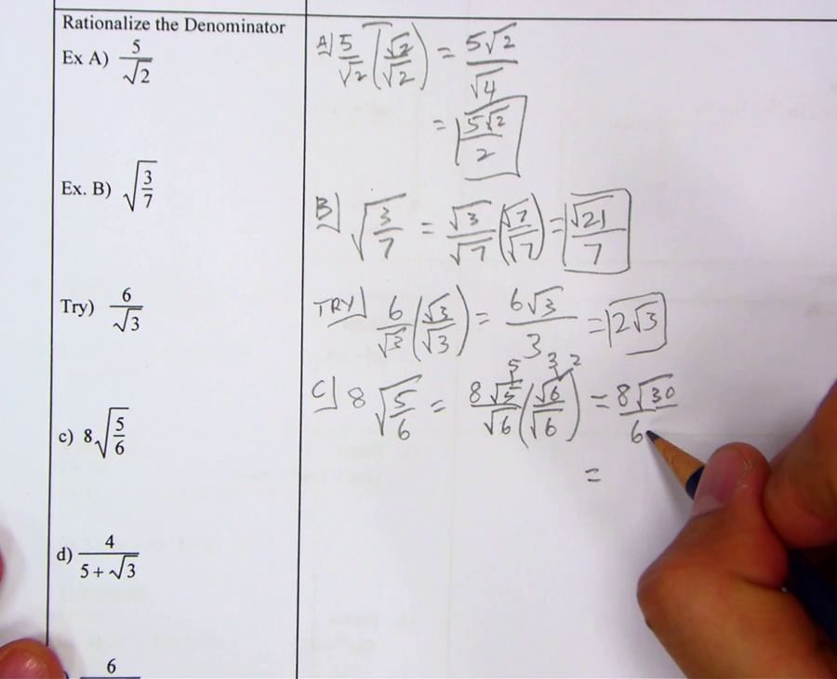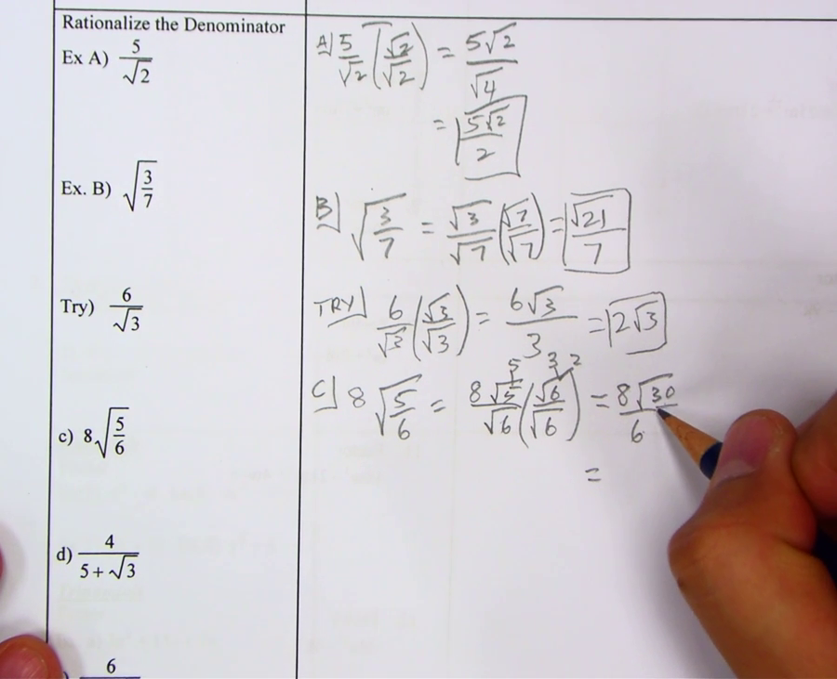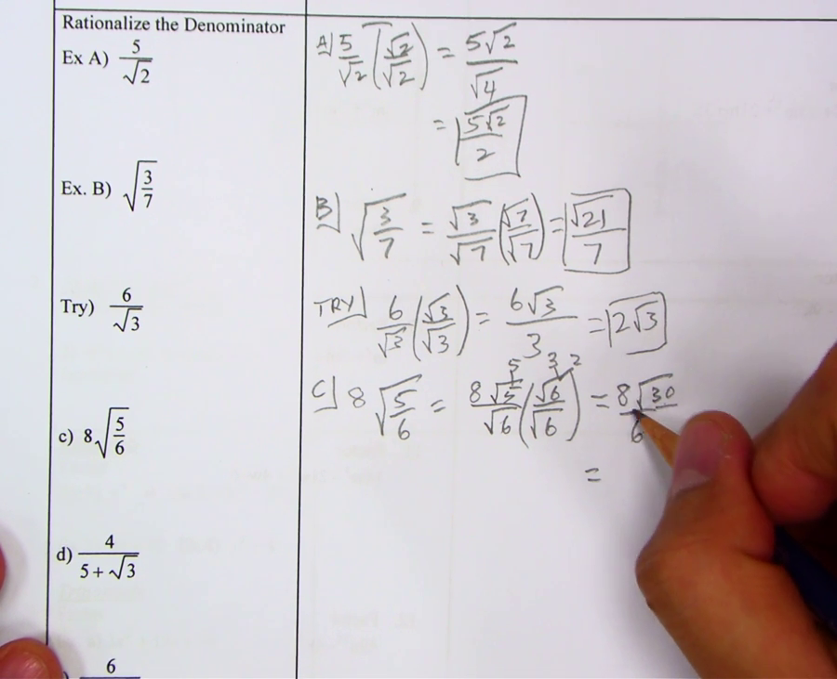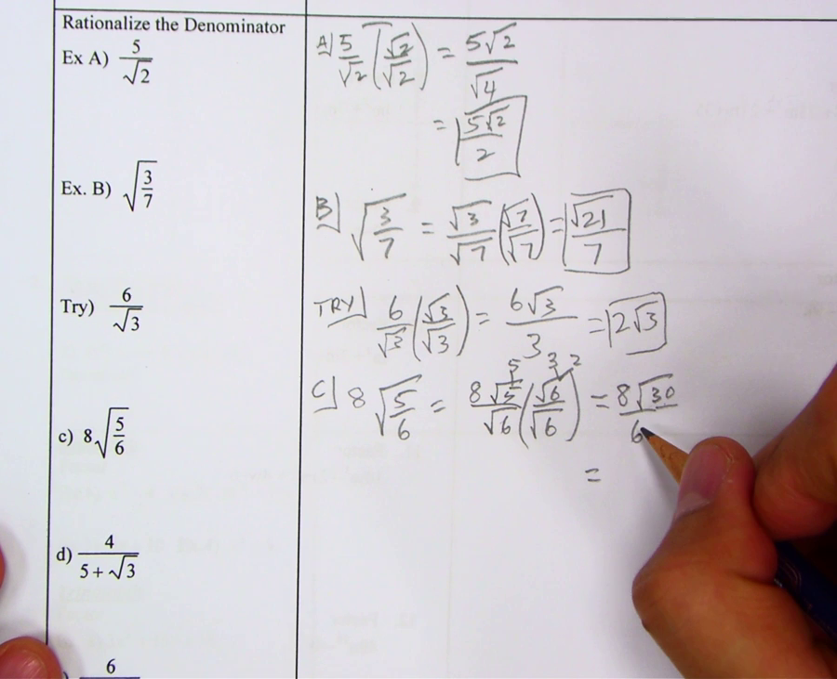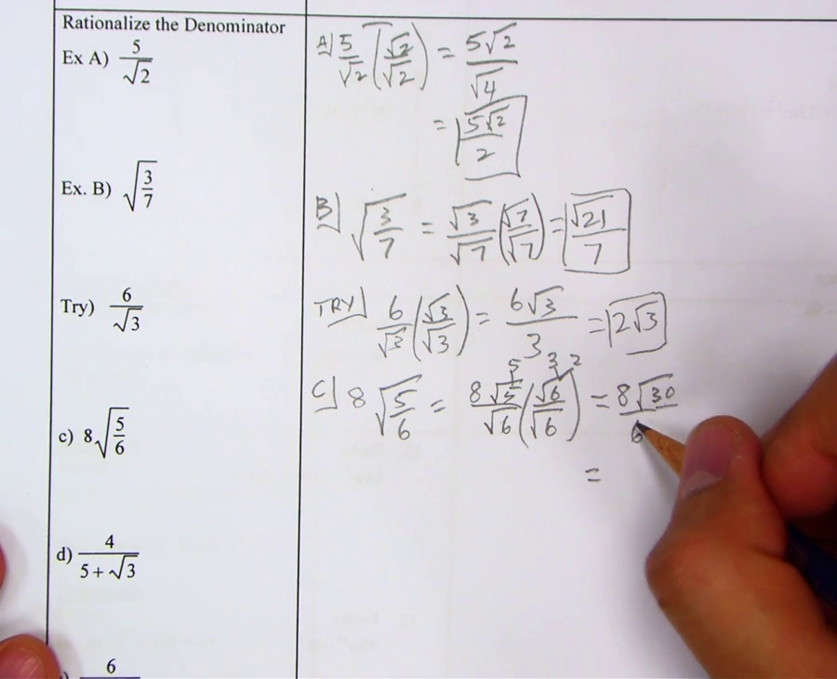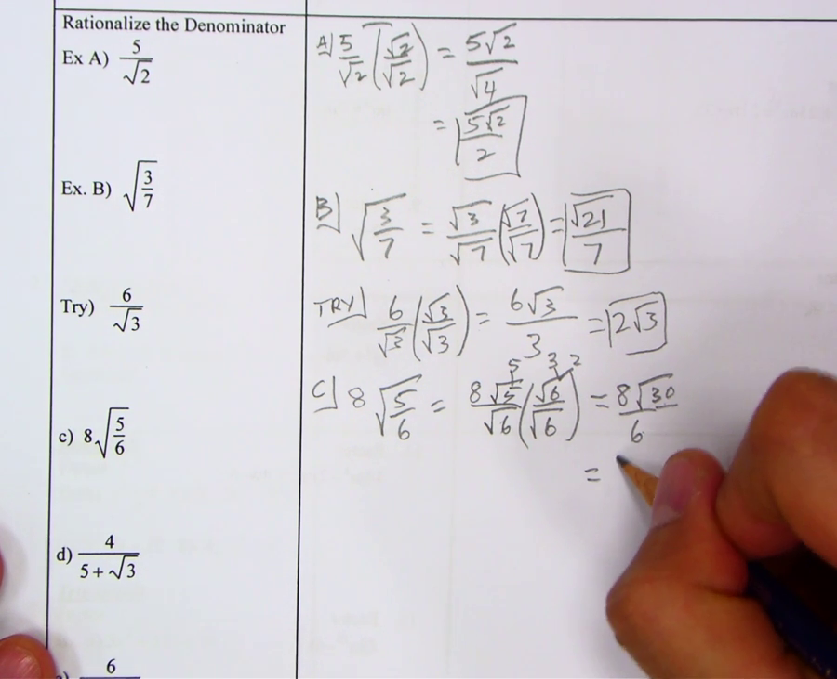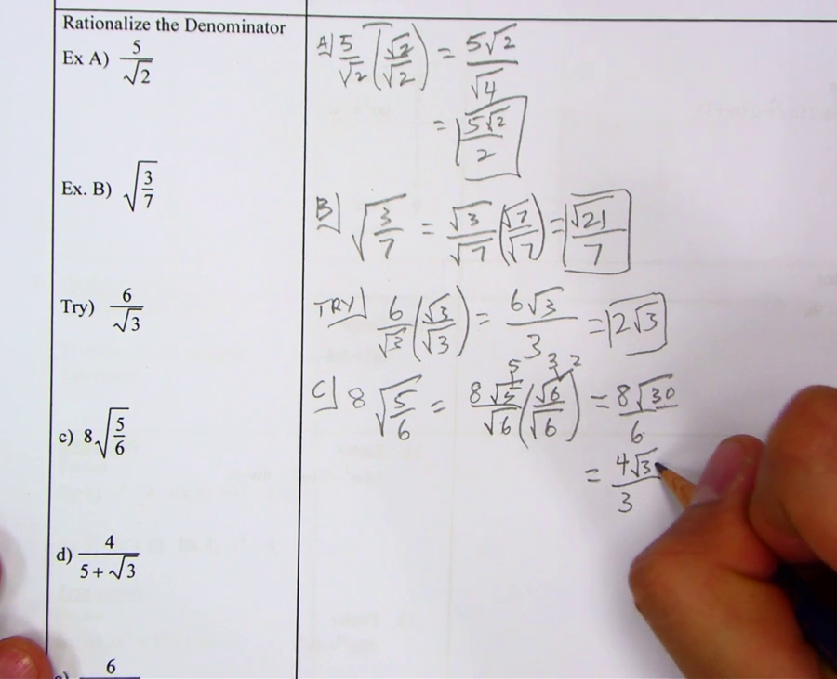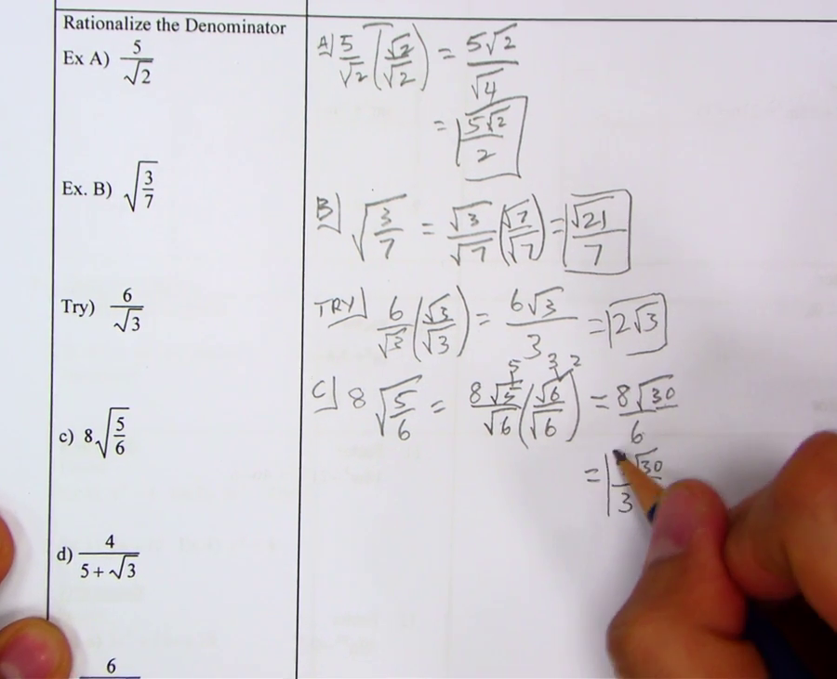Now right here, 6 and 30 I can't reduce because for square root of 30, the 30 is inside the square root and the 6 is outside. 8 over 6 can reduce because they're both outside and there's no plus or minus. So what goes into 8 and 6? 2, right? So 4 over 3. 4 square root of 30 over 3, and that's your answer.